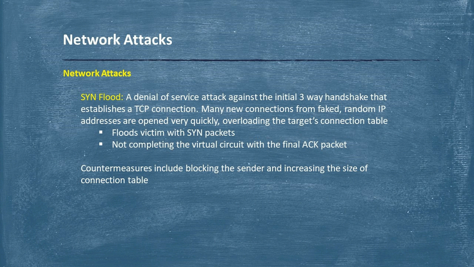It floods the victim with SYN packets. A lot of SYN packets go to the victim, not completing the virtual circuit with the final ACK packet. It is not able to complete the network communication. It is broken now because of this flood of SYNs. Here the countermeasures include blocking the sender and increasing the size of the connection table. This is a configurable parameter in TCP/IP using which this can be countered.